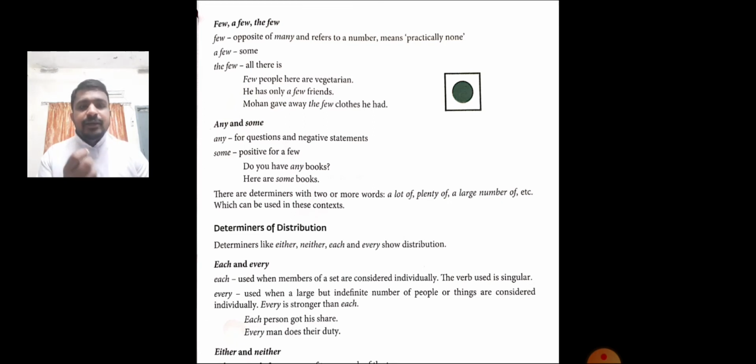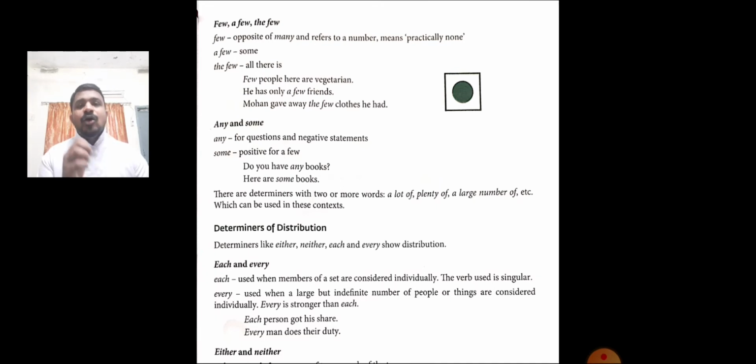Now, every is used when a large but indefinite number of people or things are considered individually. Every is stronger than each. Every man does the duty. There also the singular verb is used after every. If every comes in a sentence, then the verb is a singular one. Every man does their duty. Every child comes to school.